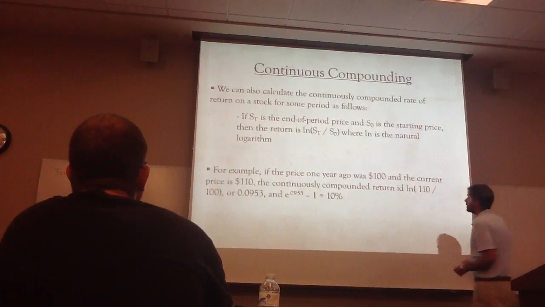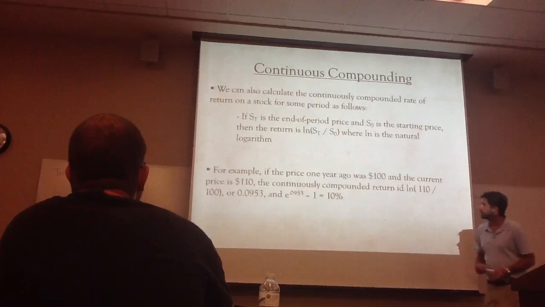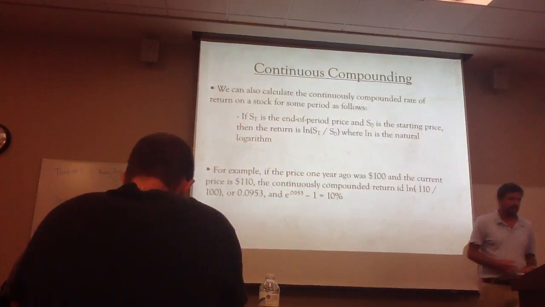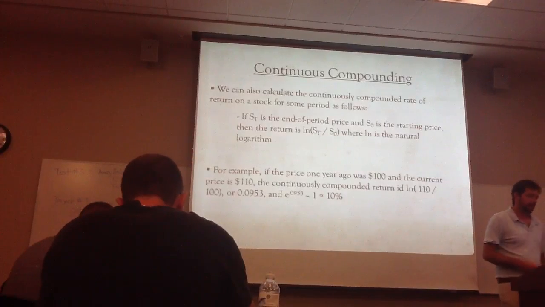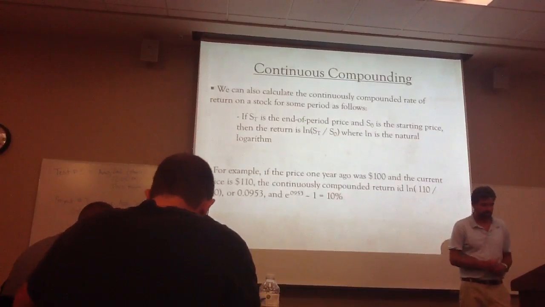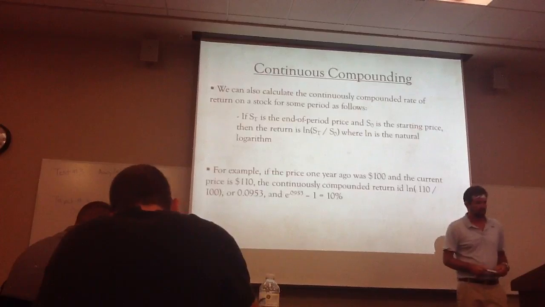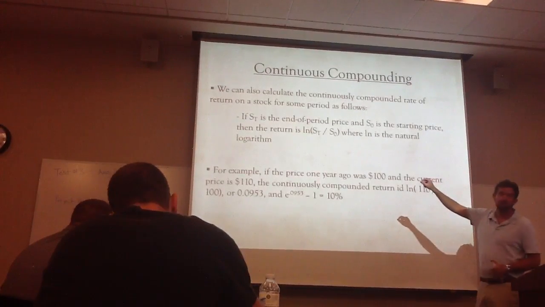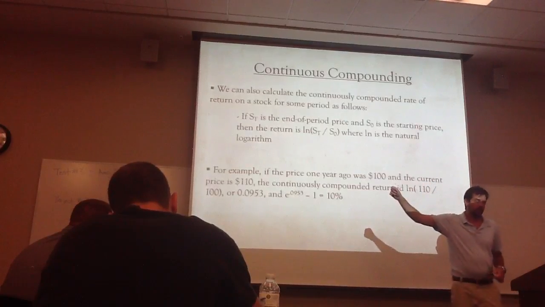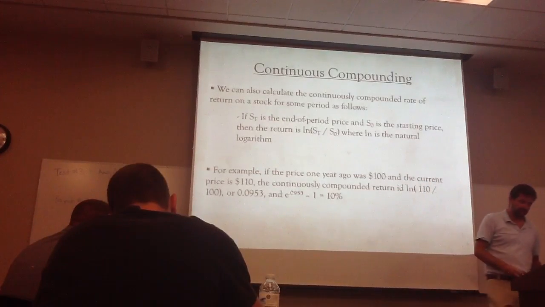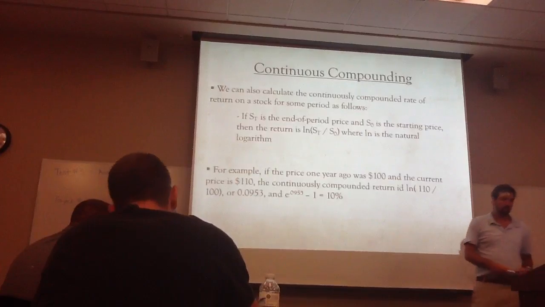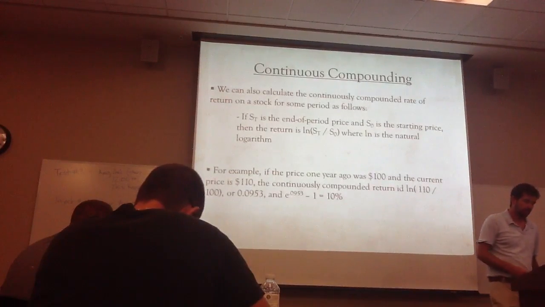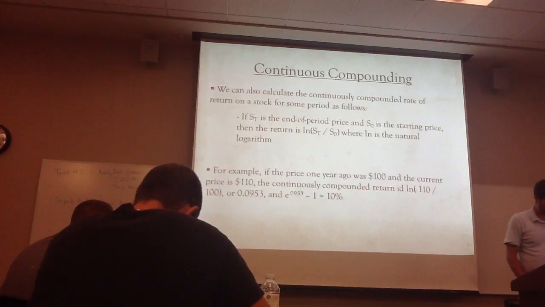We can also calculate the continuously compounded rate of return on the stock for some period as follows. If ST is the end of the period, so the stock price at expiration, and S0 is the starting price, then the continuously compounded rate of return is going to equal the natural logarithm, which is basically the inverse of this exponential function, the natural logarithm of ST divided by S0, where ln is the natural log.